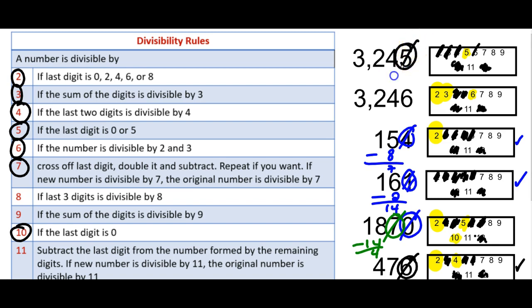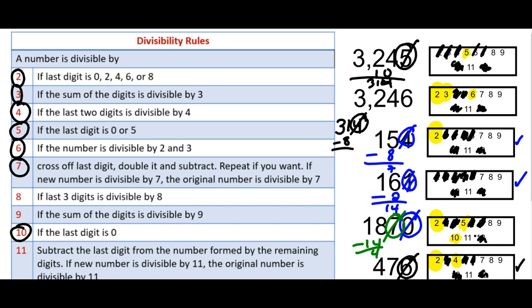Take the 5, cross it off, double it, and subtract. We get 314. Kind of run out of room right there, so I'm going to write it right here, 314. Let's see if that 7 will go into that number. Cross off the last digit, double it, and subtract. And I'm going to get 22 plus 1, or 23. 7 will not go into 23, so 7 will not go into our original number.